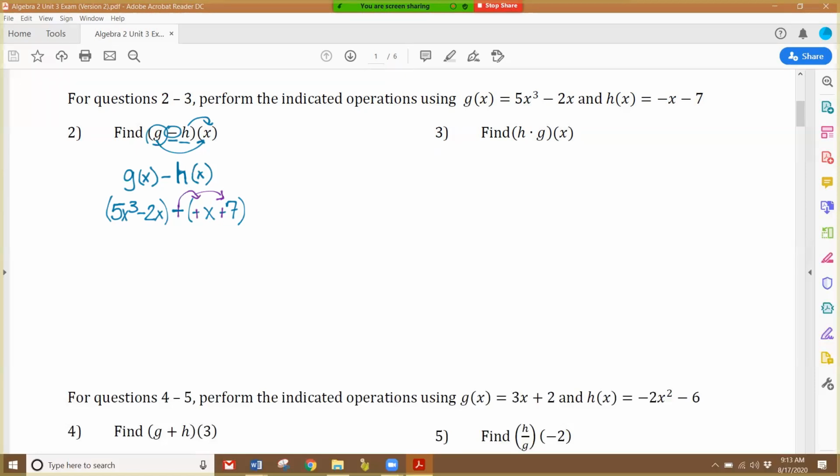So the first term I see is 5x to the third. There's no other x to the third, so I'm just bringing it down. That takes care of that term. Then I see a -2x. Well, -2x can get put with the plus x. So -2 plus 1 is -1, or just -x. And then down here you have a plus 7. Nothing goes with the plus 7, so I'm just going to write plus 7. So the final answer for this one is 5x to the third minus x plus 7.